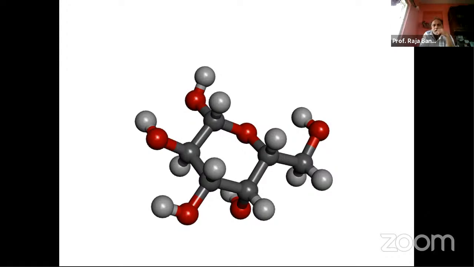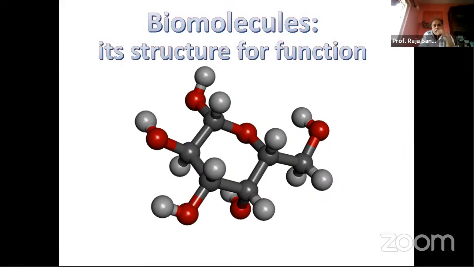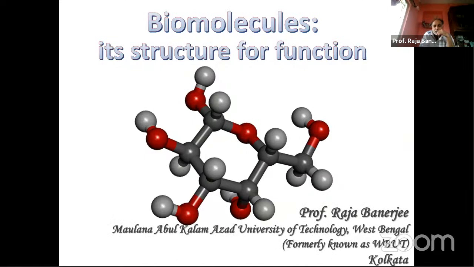This is the second day of the lecture series, the FDP program. We have quite successfully ended the first day, and the first session of the second day. The title of the talk is Biomolecules, its structure for function. This is given by me, and I do not think I need any introduction because I am a faculty of this university working in the structural biology field.